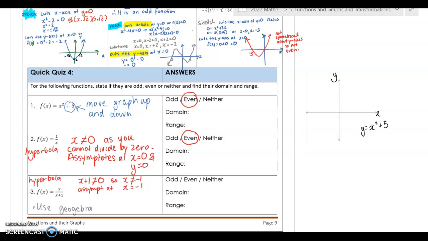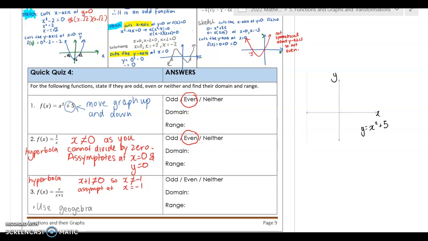Hi guys, today we're going to start looking at quick quiz 4 in our notebooks. So if you can just move over to that and take some notes in your book on this one. What the question says is, for the following functions, state if they are odd, even or neither, and find their domain and range. That follows on directly from our lesson that we did last time on odd or even functions.